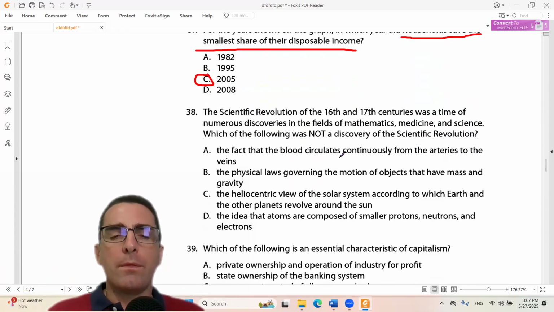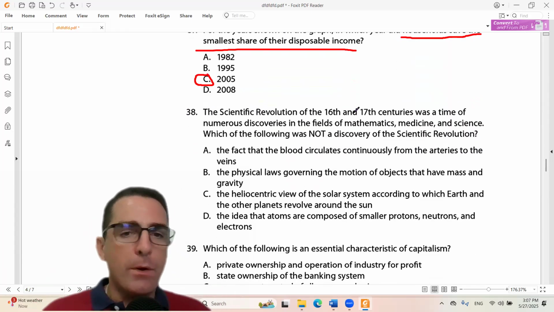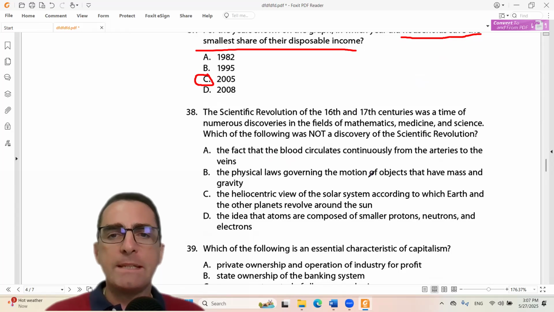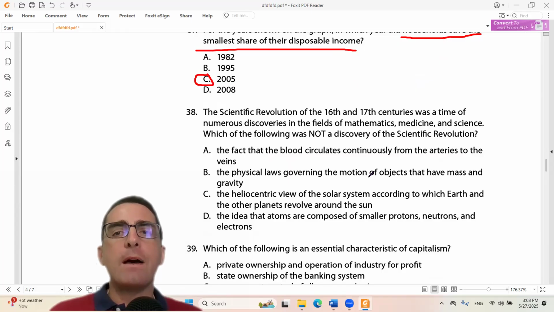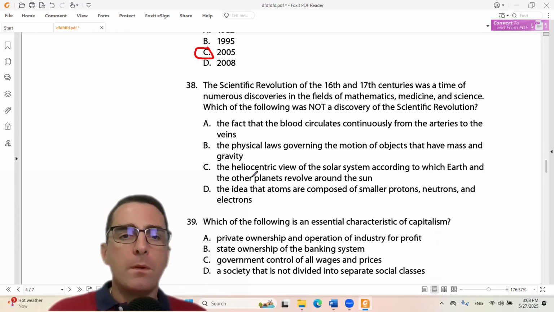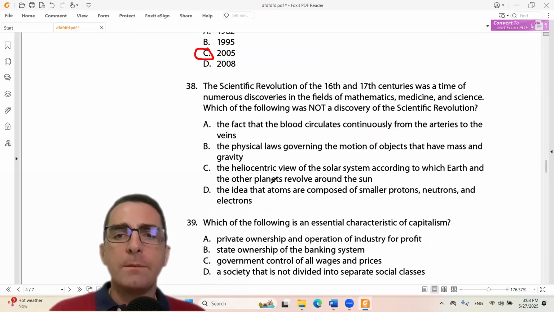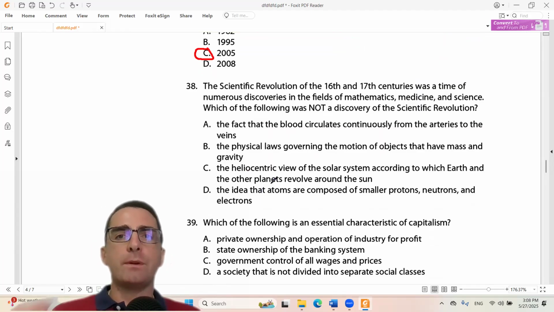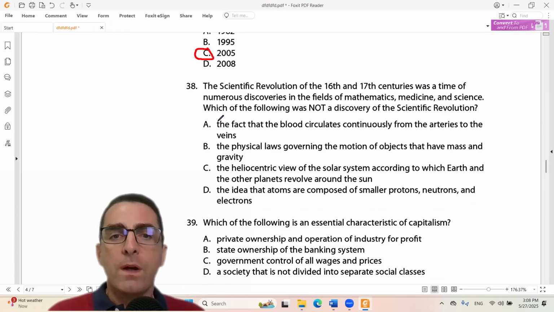Moving on, 38. The scientific revolution of the 16th and 17th century was a time of numerous discoveries in the fields of mathematics, medicine, and science. Which of the following was not a discovery of the scientific revolution? This requires a little bit of knowledge of the history of science. But let's have a look.